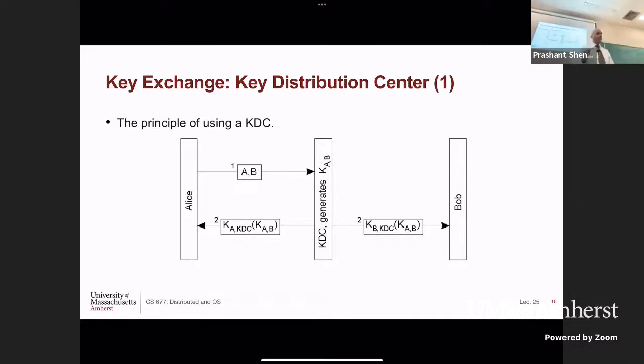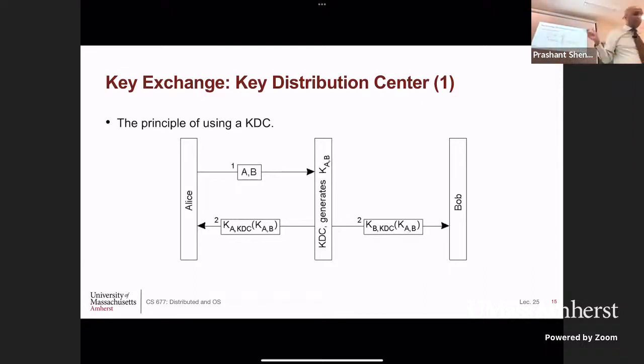Then the KDC is going to generate some key. That key, which is called KAB, stands for a key that Alice and Bob can use to communicate. It's their session key. It is then encrypted with the key that only Alice and the KDC know. So that key itself goes encrypted over the network using an encryption key that was only shared between, in this case, Alice and the KDC. So it goes to Alice. Alice can then decrypt that and get it.